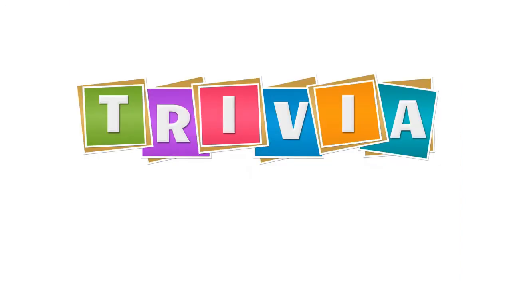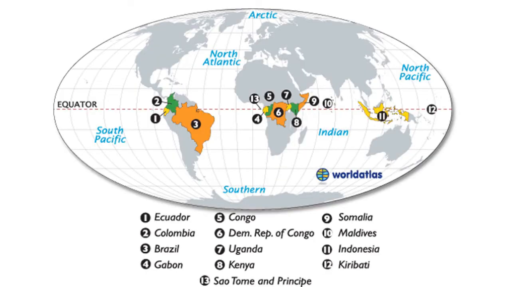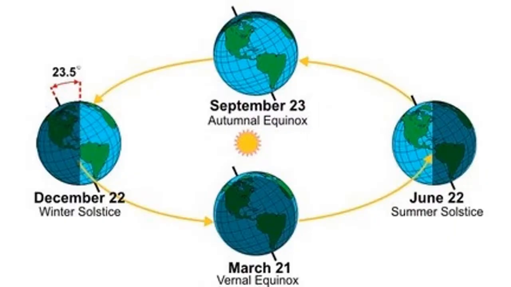Trivia time! Did you know that there are countries that lie on the equator? Here is the list of countries that lie on the equator. The Earth's axial tilt creates an imbalance in the amount and length of exposure of areas to the Sun, causing areas in the northern and southern hemispheres to experience different seasons.